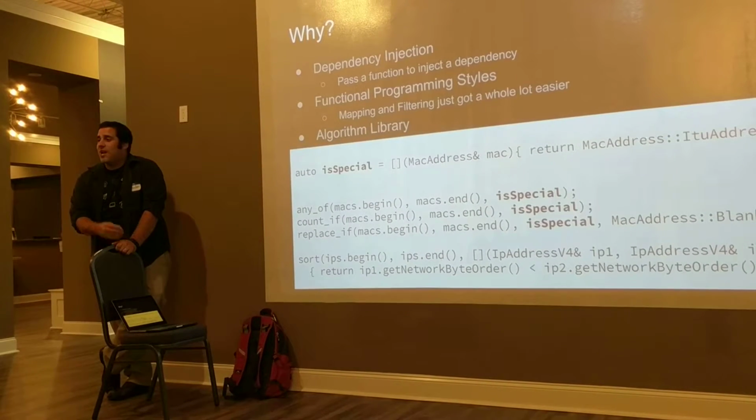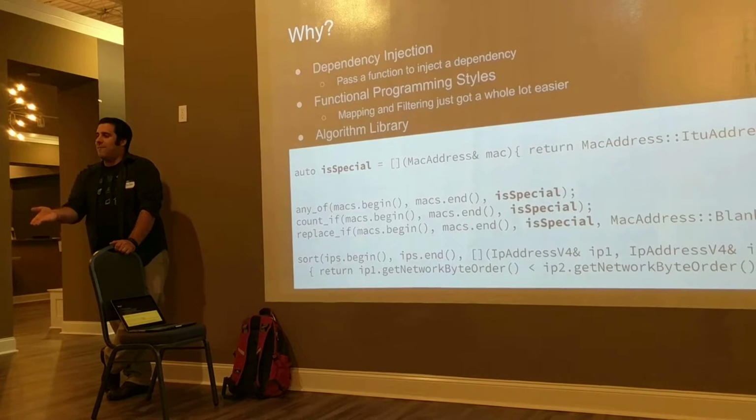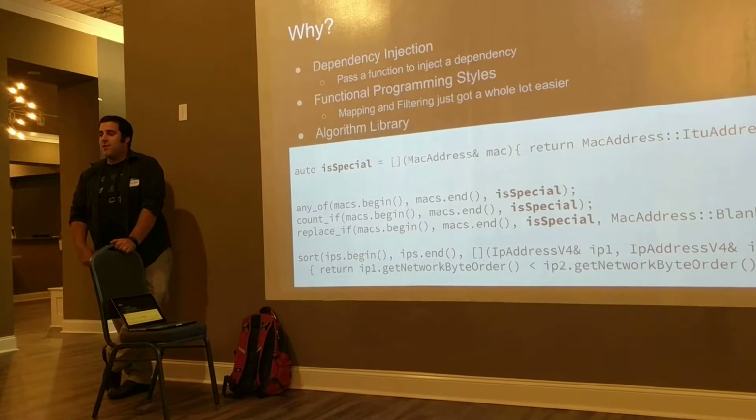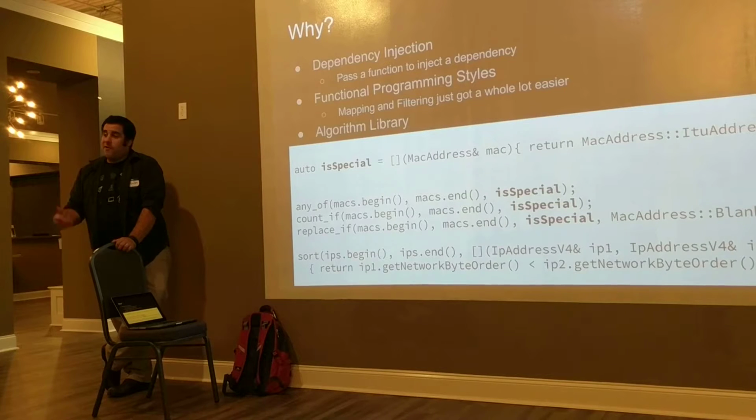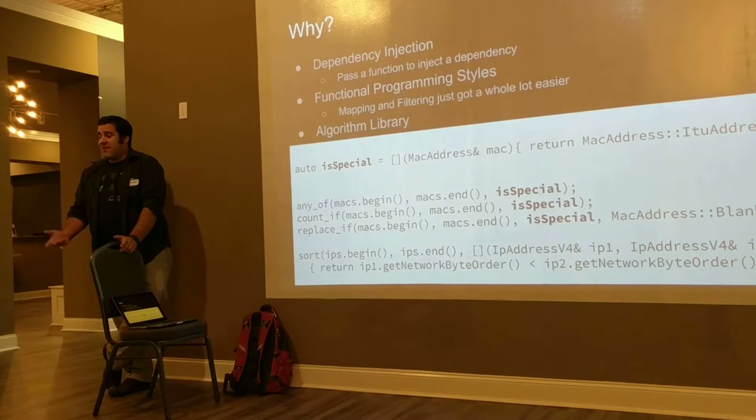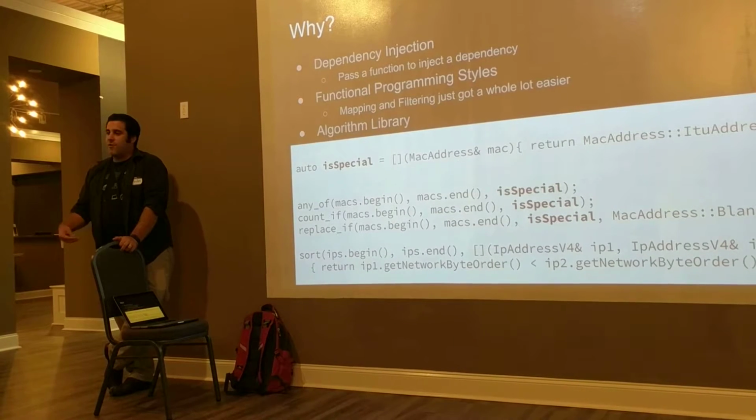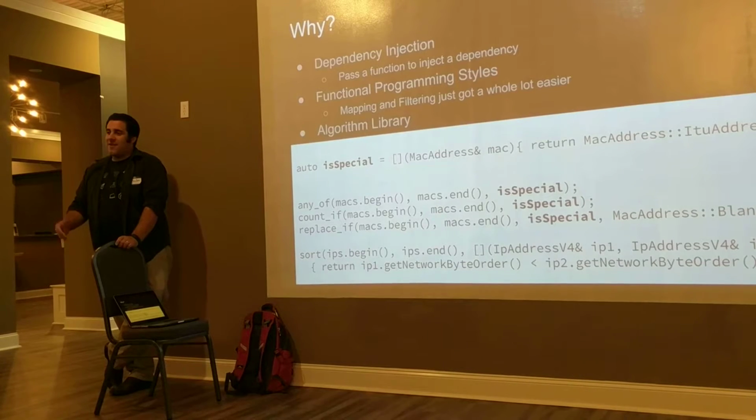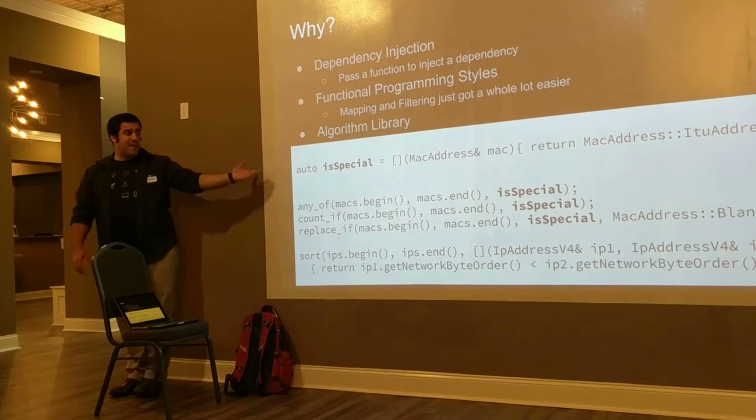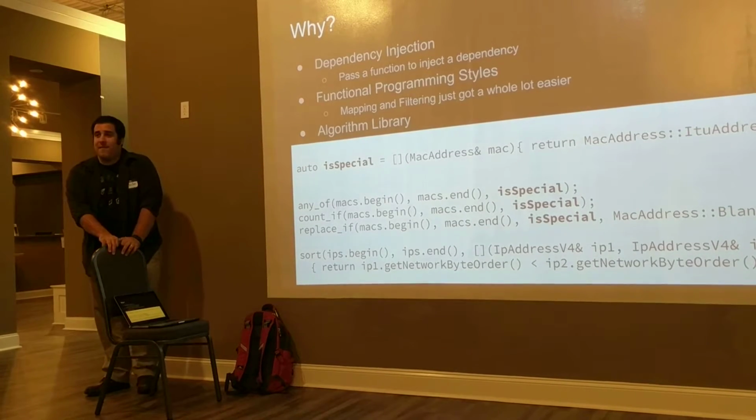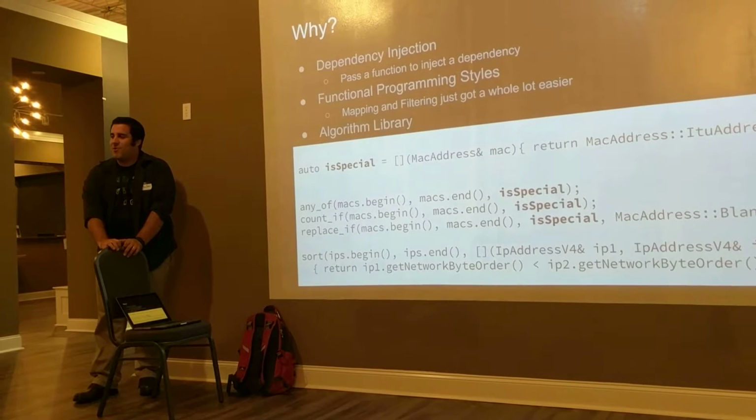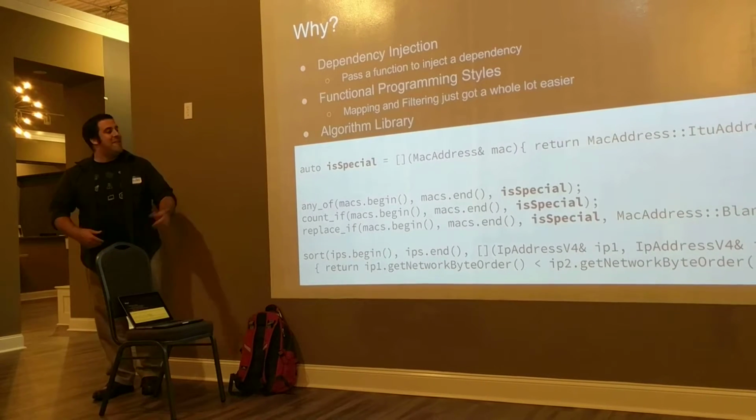But when you just need to inject one single behavior, you can just pass a lambda in and defer the execution to that consumer. Also, if you're used to functional programming styles, this is a step in the right direction. Mapping, filtering, reducing, a lot of things that you can do. Especially when you get to the algorithm library. That's one of my favorite libraries in C++. You can pretty much remove 90% of your loops.